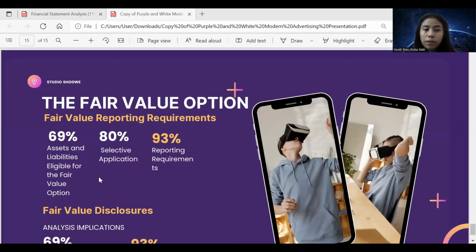The second discussion about fair value is fair value disclosure. It is also divided into analysis implications. First is the reliability of fair value measurements. It is an important analysis task to evaluate the reliability of fair value measurements and their effect on the financial statements.